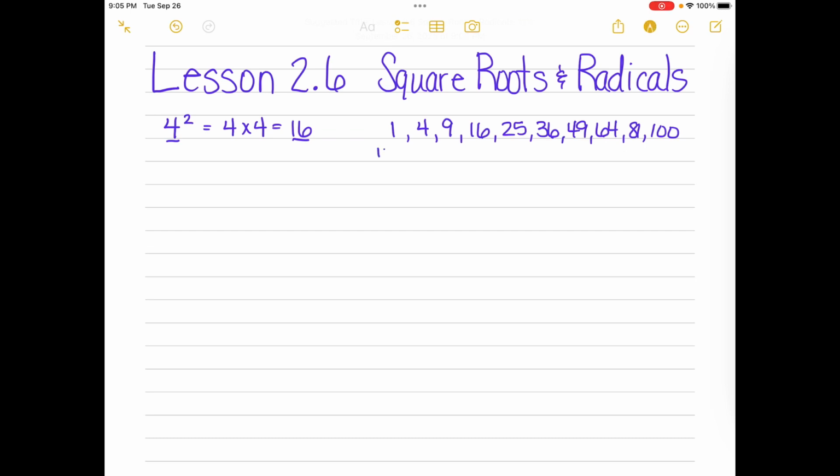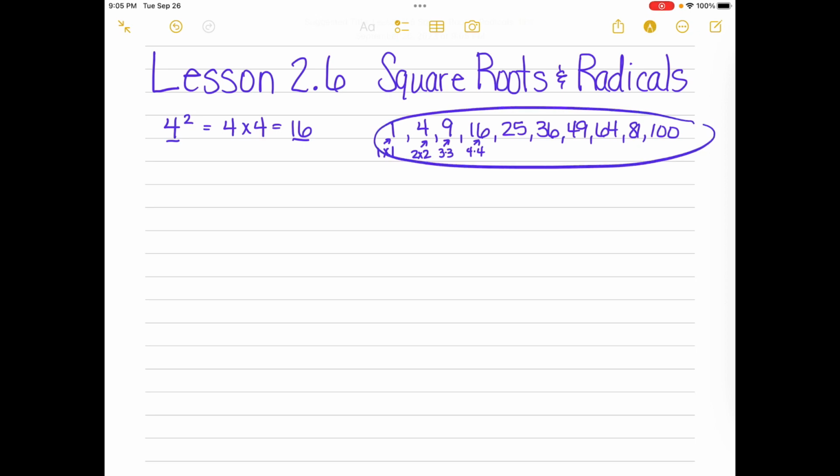And what that means is that you have 2 factors, like 1 times 1 equals 1. 2 times 2 equals 4, right? 3 times 3 equals 9. So it's the same factor both times. 4 times 4 equals 16, and so on. 5 times 5, 6 times 6. So those are called perfect squares.